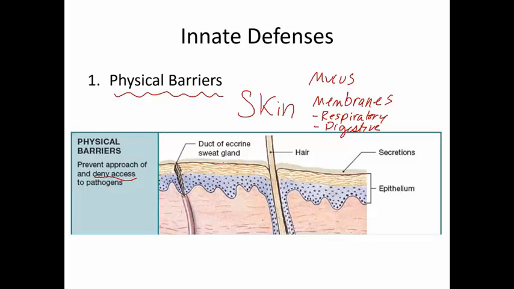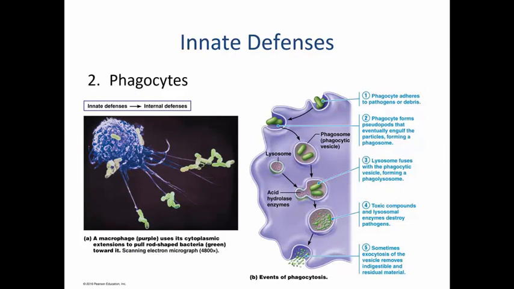The secretions on top of these barriers may have bactericidal or antibacterial agents in them, for example, secretions on the surface of the skin. And all of that is important to prevent pathogens from ever even entering the body. So this is really your first line of defense. If the pathogen does get into the body, there are some internal innate defenses.